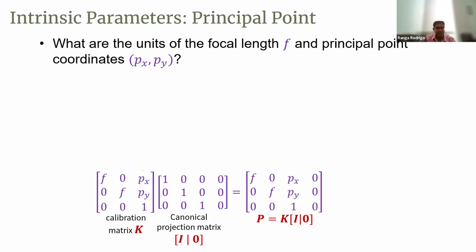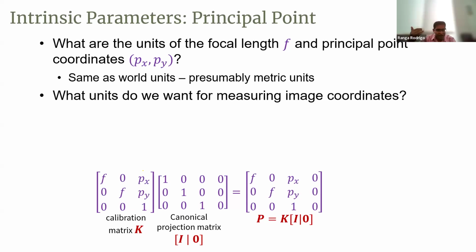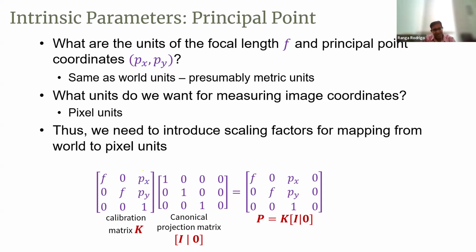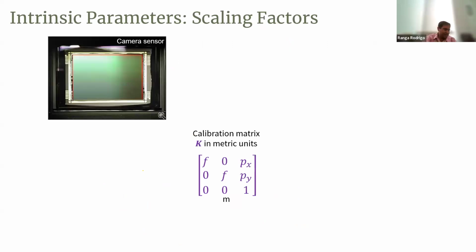That's notation. What are the units of the focal length f and the principal point coordinates? They are in metric units, meters or millimeters. What units do we want to be measuring image coordinates in? We don't measure image coordinates in meters. We measure them in pixels. So we need to introduce scaling factors for mapping from world to pixel units. This is what we do by looking at the intrinsic parameters or scaling factors of the camera sensor.